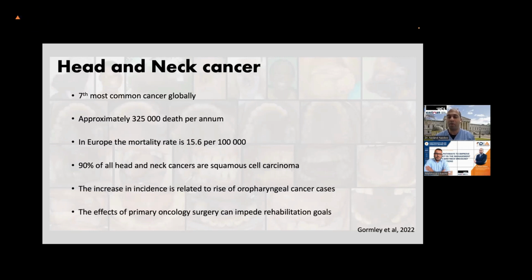Often the effects of primary oncology can impede rehabilitation goals, especially the way things were done previously. I think now as we're moving forward, working with MDTs, so multidisciplinary teams, we're communicating a little bit better, but not everyone's privileged enough to have those teams around us. And so often the goal of treatment would be to remove the cancer, but then the patient's left with what's left behind, the deficit.